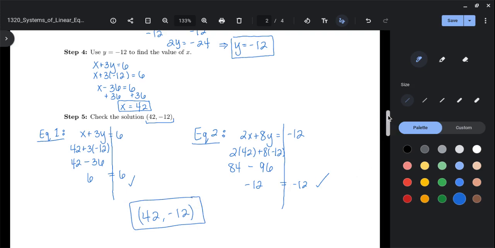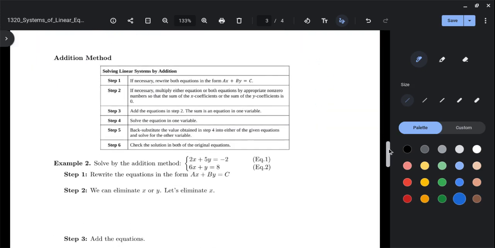All right, let's go ahead and look at our second method, which is the addition method. Again, these are the general steps that you would use to work through solving linear systems by the addition method. One thing that I want to point out is in this case, for step 1, this is where we need to have both or all equations written in this form of ax plus by equals c. So if it isn't given to us in this form, we need to do that as step 1.